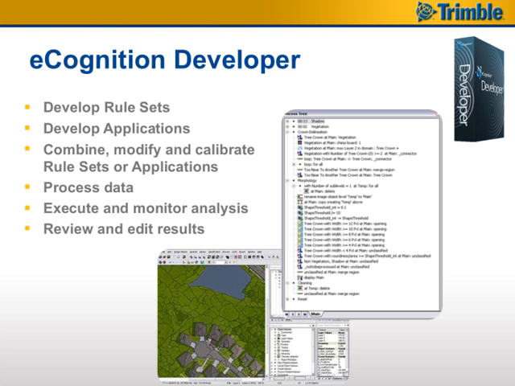The eCognition software suite is an image analysis platform. The first component of this suite is the eCognition Developer. It is a development environment for object-based image analysis. The eCognition Developer offers all the necessary tools to create, combine, modify, and calibrate rule sets or applications. For instance, the process tree window in which you can develop rule sets. With the eCognition Developer, it is also possible to process your data, to execute and monitor your analysis, and to review and edit the results.